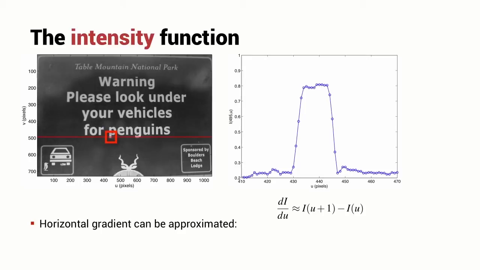We might be interested in looking at the horizontal gradient, and we can approximate the gradient as the difference between a pixel and its neighbor on the left-hand side. A simple numerical approximation to the gradient. However, this is not a very symmetrical way to think about this, so instead we can represent it this way. The intensity gradient in the horizontal direction of pixel u is the difference between its neighbor on the right-hand side and its neighbor on the left-hand side, divided by 2. This would represent the horizontal gradient.